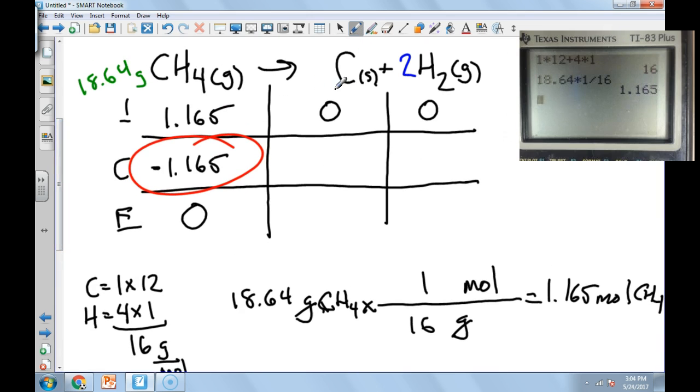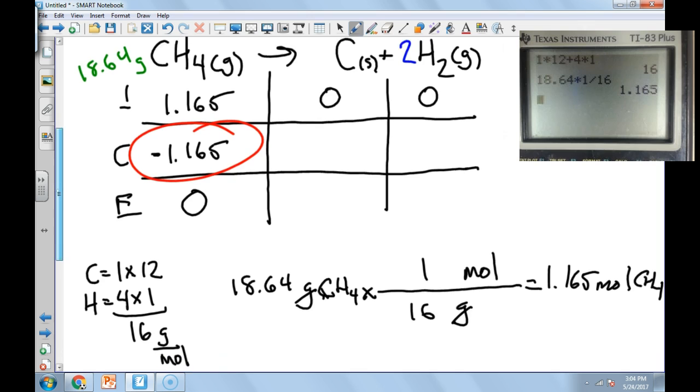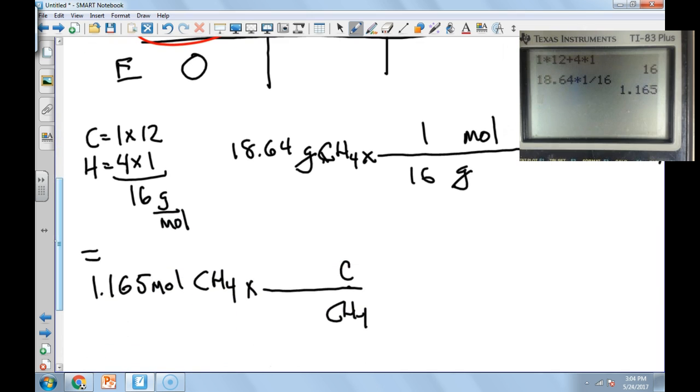So what's the coefficient of carbon here? 1. What's the coefficient of carbon here? 1. So what that tells us is that for every 1 mole of methane that we have, we're going to make 1 mole of carbon. It's a 1-to-1 ratio. So notice then the units cancel out, and so we get methane canceled, and now we're left with just moles of carbon.